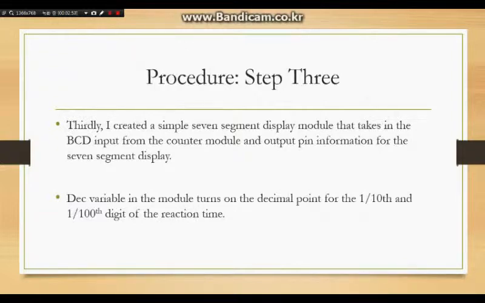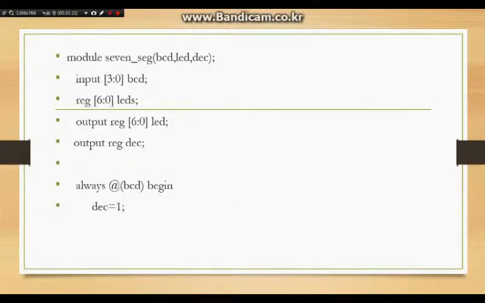Also, the DEC value, the decimal variable in the module, turns on the decimal point for the 1/10th and 100th digit of the reaction time. So the D0 board represents 1 second, point, 1/10th, and 100th digit of the reaction time. And here is the coding for the 7-segment display module.